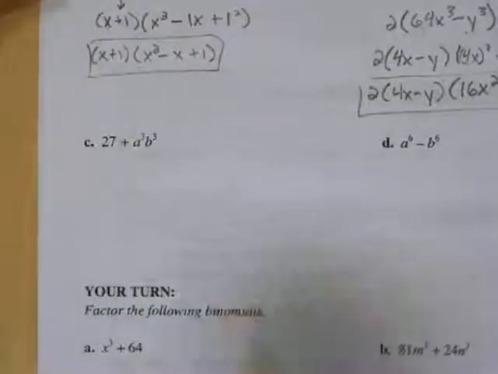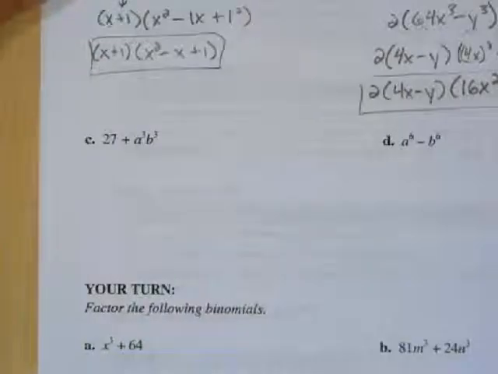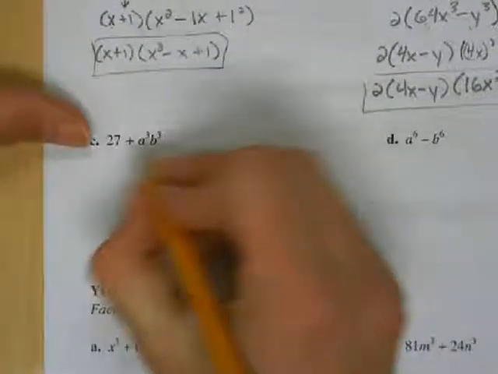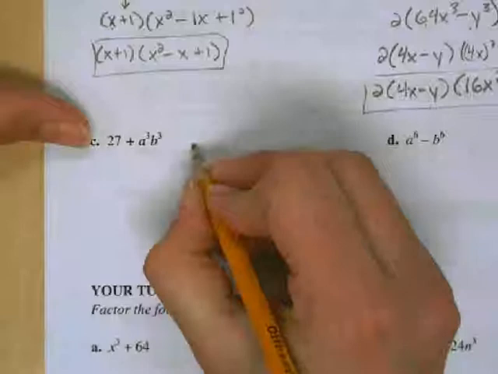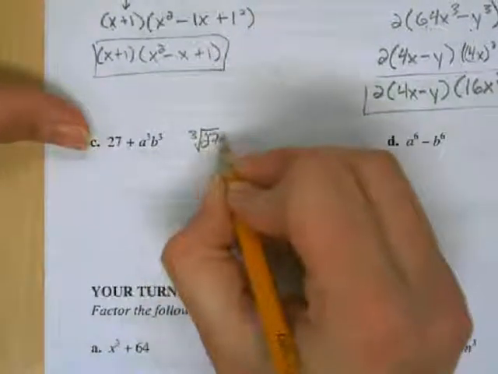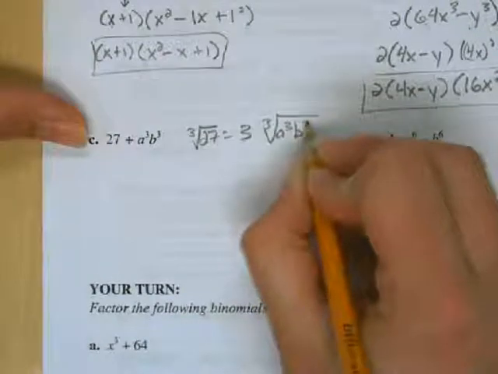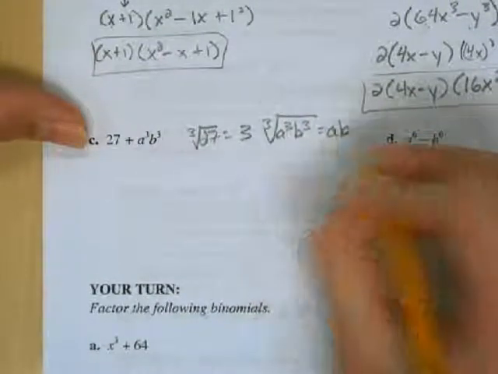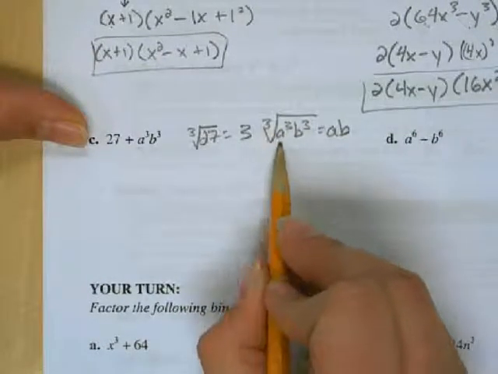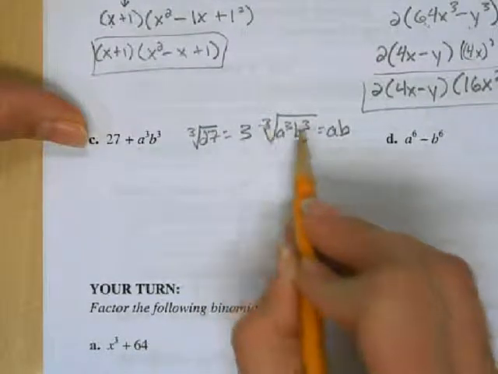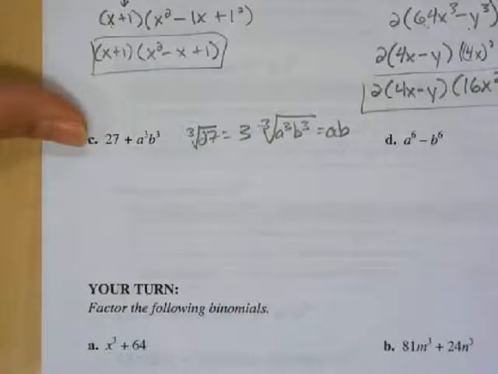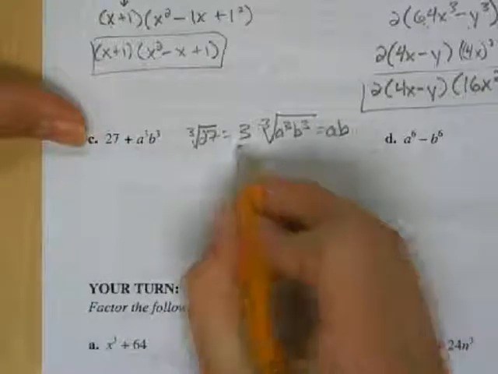Same thing with the next one. They might throw some extra variables in there. Same sort of thing. There are no GCFs, so let's go ahead and take the cube root of 27, which is 3, and the cube root of a cubed b cubed is just ab. Remember, we're dividing. 3 divided by 3 is a, so a comes out. 3 divided by 3, there's a b. B comes out. So I've got 3 and ab. Those are going to be my 2 terms.